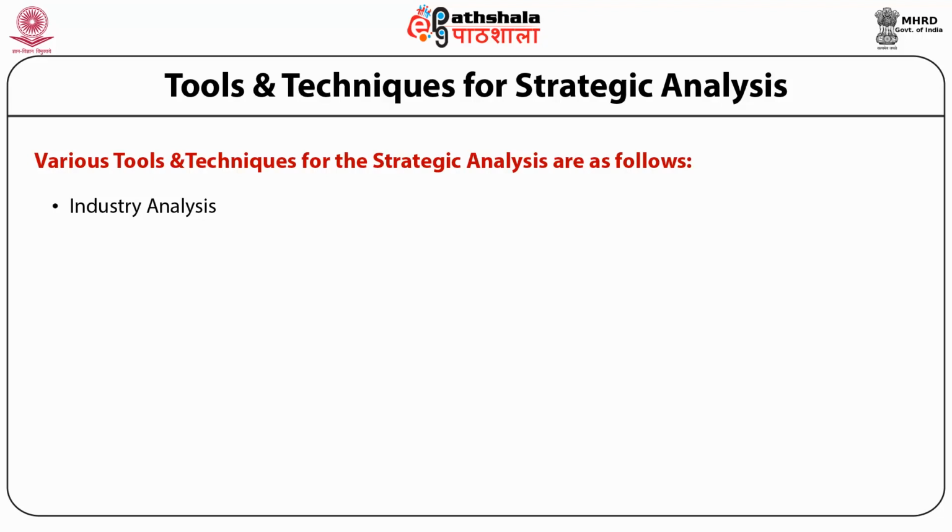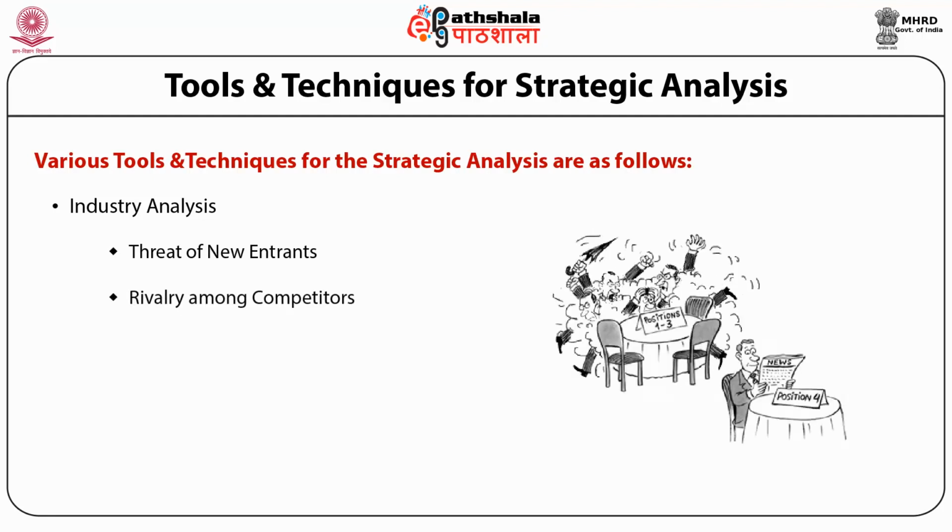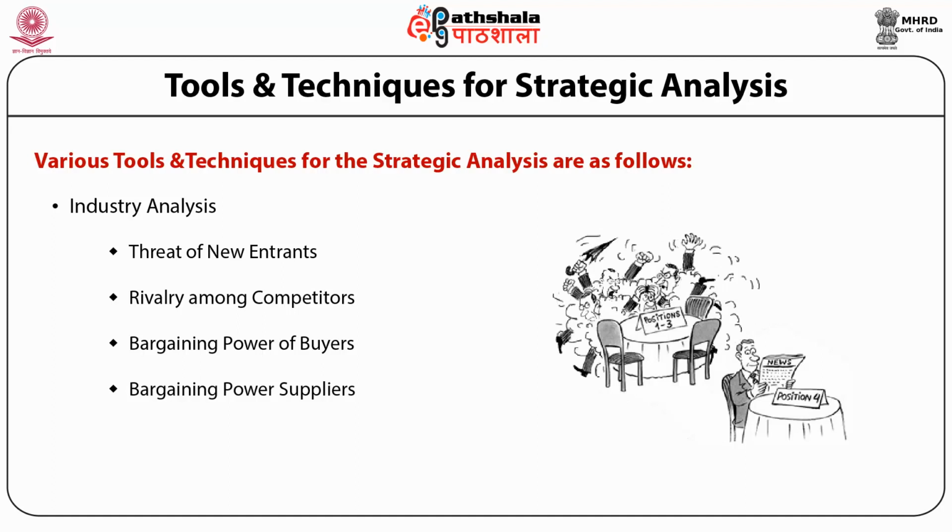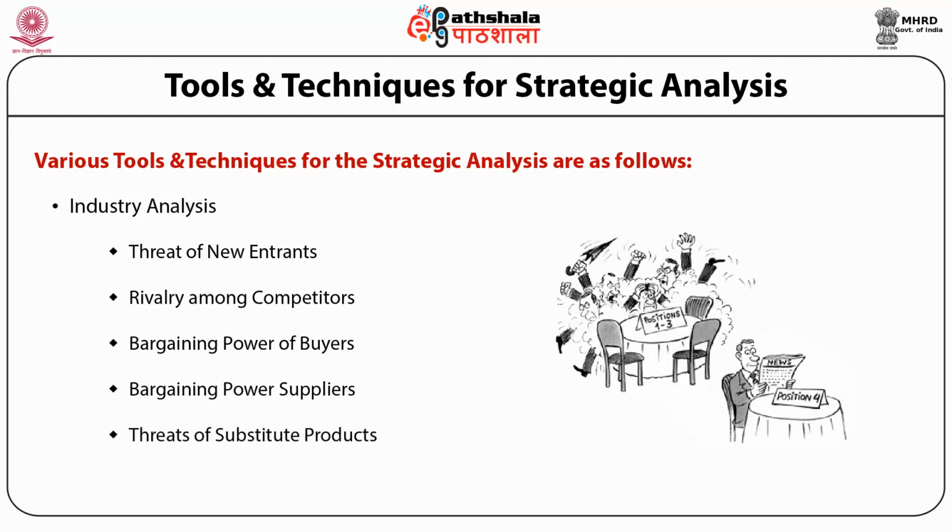The first is the threat of new entrants. The second is the rivalry among competitors. The third is the bargaining power of suppliers. The fourth is the bargaining power of buyers. And the fifth is the threat of substitute products.